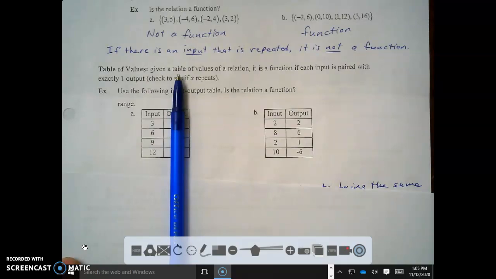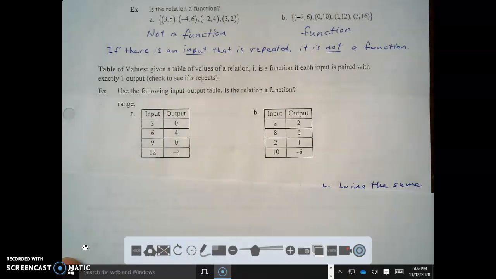People see output numbers repeat. They could all be the same number. They could all be different. It doesn't matter. So I even have them blocked. Look at the input numbers. They are all different. That is a function.